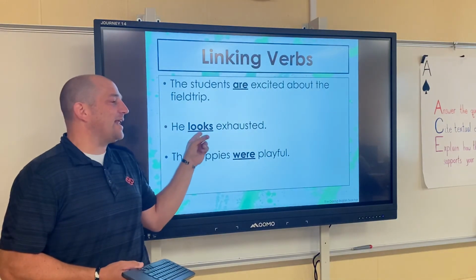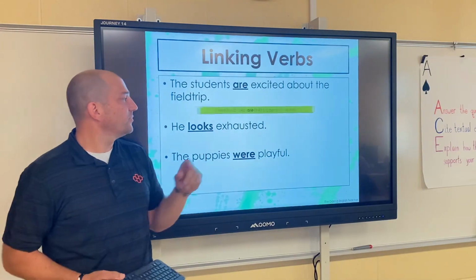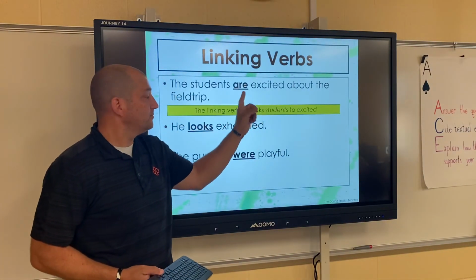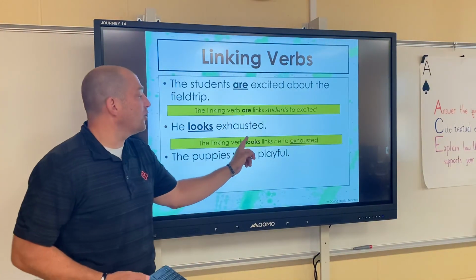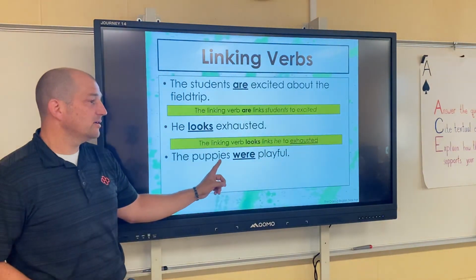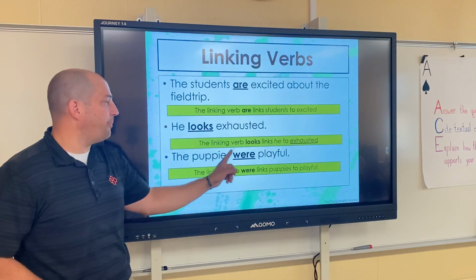So the idea is that is a linking verb. Now watch this. The linking verb are links the students to excited. In this case, the linking verb looks links he to exhausted. And in this case, were links puppies to playful.